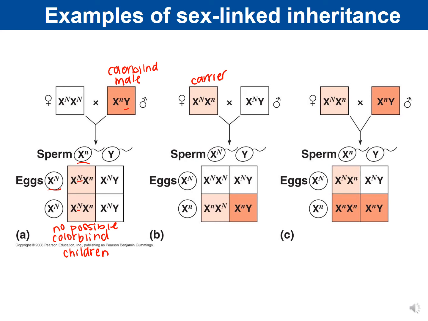So when we put them together, X big N and X big N, we get a female. She is not colorblind. X big N and Y, we get a normal male. We get X big N, X little n, a female who is a carrier. So again, that's why it's colored that peachish color. And if the female has an egg that is X little n and it gets fertilized by a Y, we have a colorblind male. So for me, I know I'm a carrier. So I know this is me here.